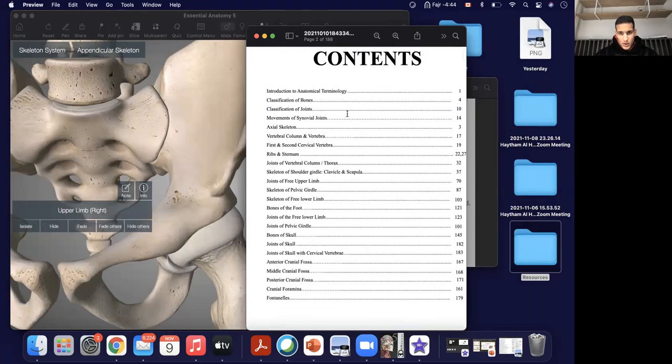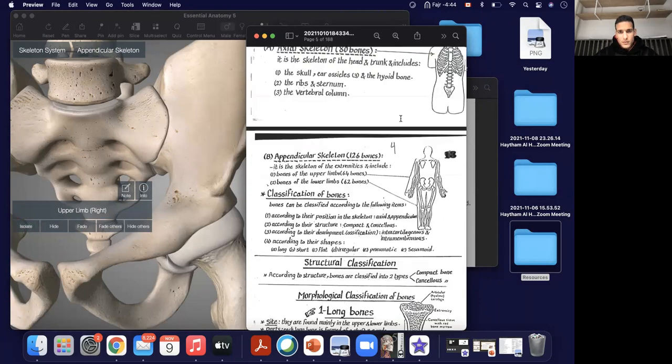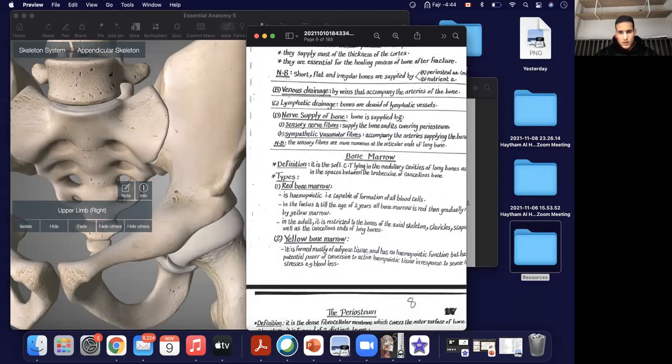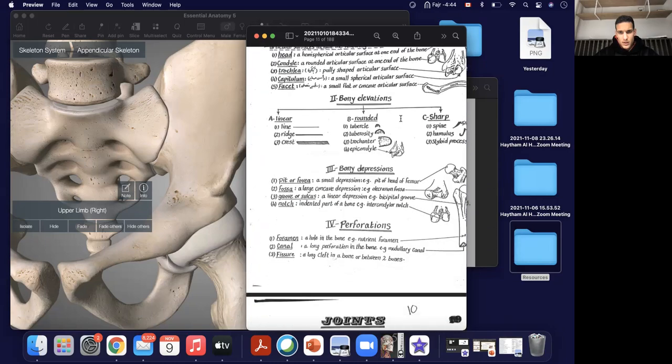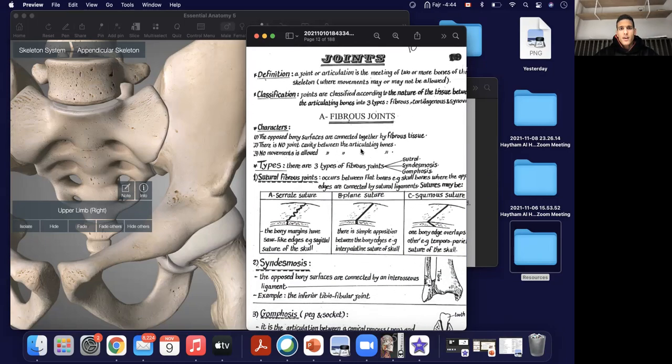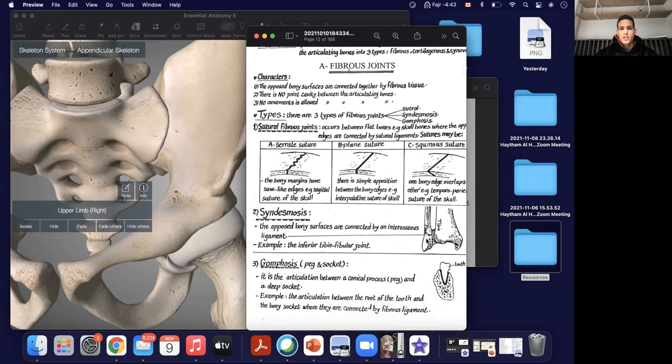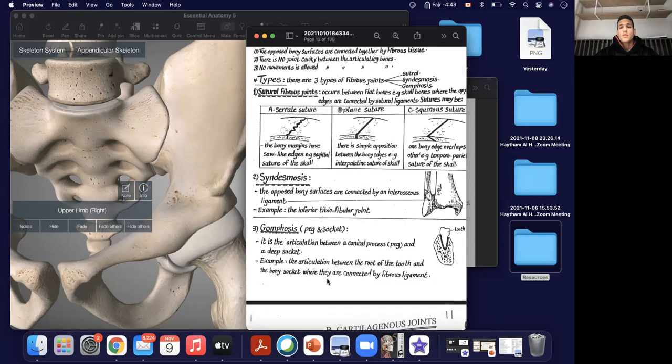Classification of joints, number 10. Where is it? There. Joints, we have fibrous, we have the sutural joints found in the skull between every single bone within the skull except for the temporomandibular joint. We have the syndesmosis, such as the interosseous ligaments found between the tibia and fibula or between the ulna and the radius along their structure, and the gomphoses found in the teeth.